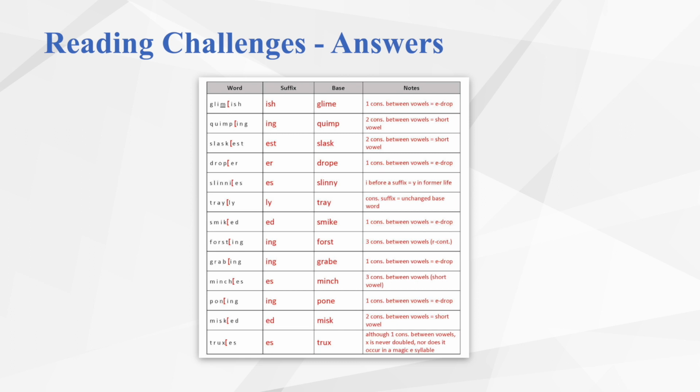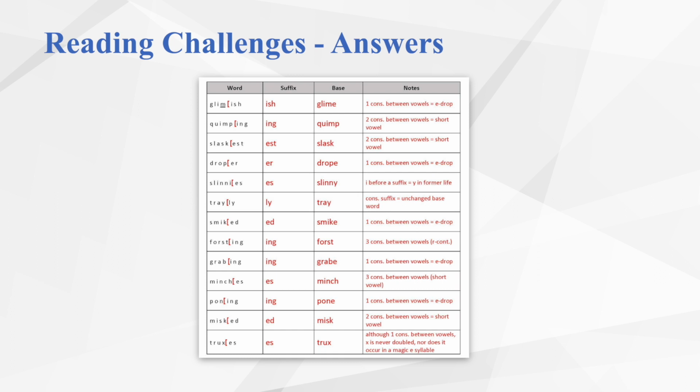Next, we're not sure if we have suffix s or es, so I'm going to chop off es. Oh, I see one of those patterns, ch, right in front of it. So that must be correct. The base word is minch, and the word is minches. For the next one, I've got suffix ing. Chop it off. It's a vowel suffix. I need to count consonants. There's only one. My base word was pone, so the word is poning.